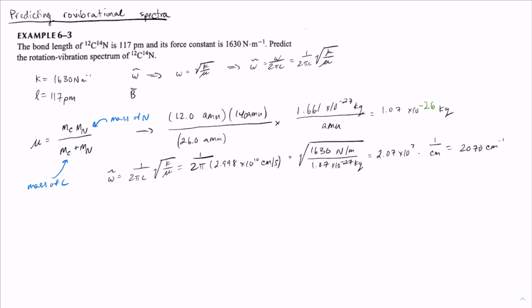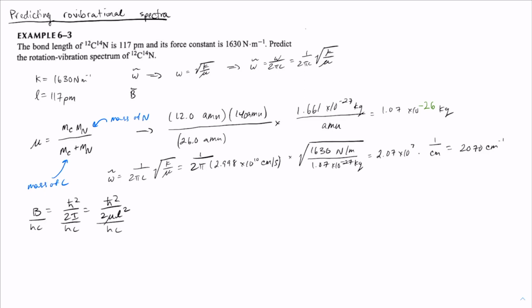Now we need to figure out what this b is, or we need to figure out the rotational piece. Untilde b, so just b, no tilde, is equal to h bar squared over 2I, which is equal to h bar squared over 2 mu L squared. And from this you can already tell we know everything that we need. So we can just look at the wave number version of this, which is the whole thing divided by hc.